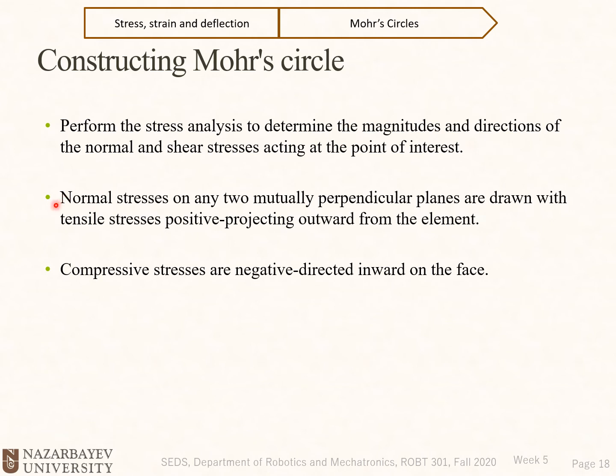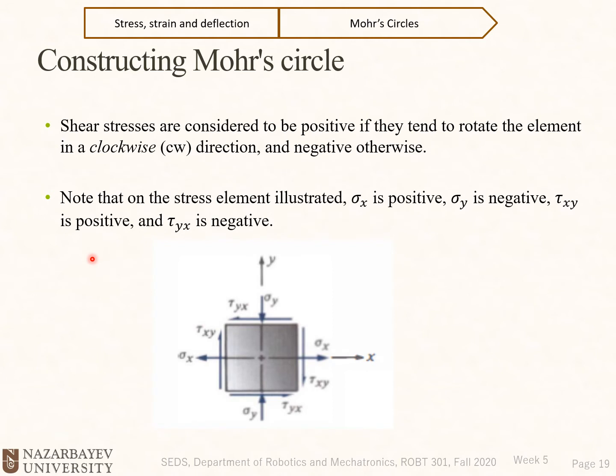Normal stresses on any two mutually perpendicular planes are drawn with tensile stresses positive, projecting outward from the element, and compressive stresses are negative, directed inward on the face. Constructing Mohr circle. Shear stresses are considered to be positive if they tend to rotate the element in clockwise direction and negative otherwise.